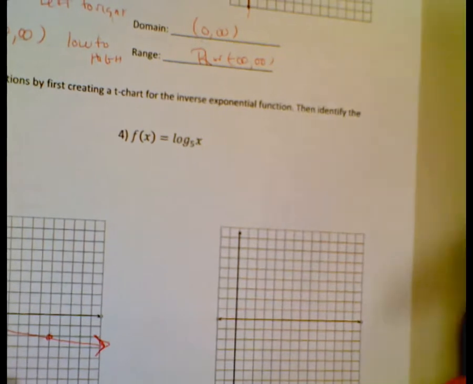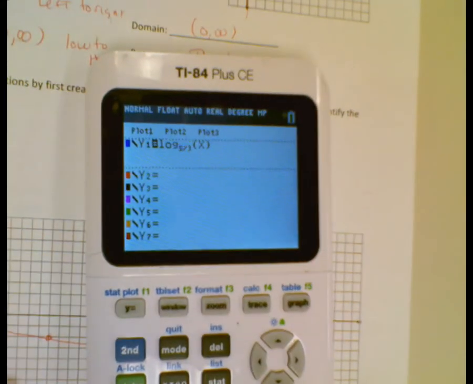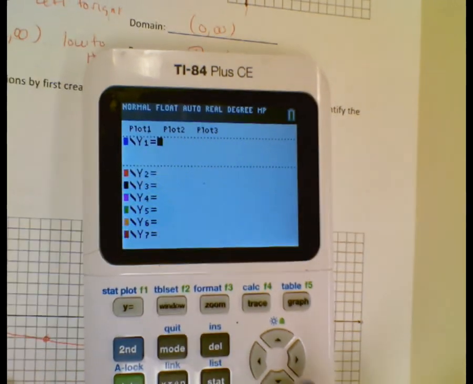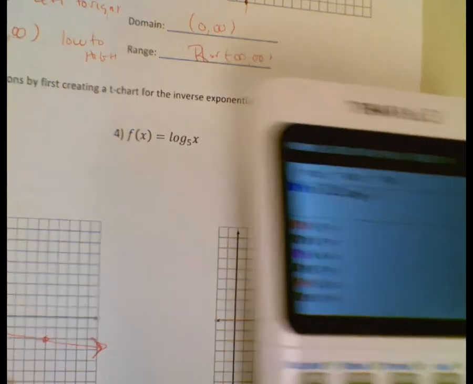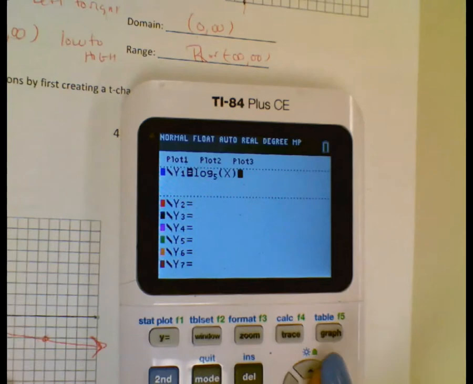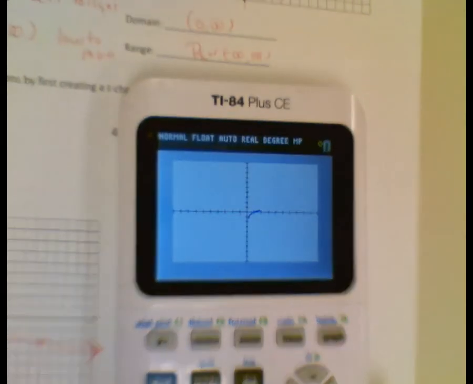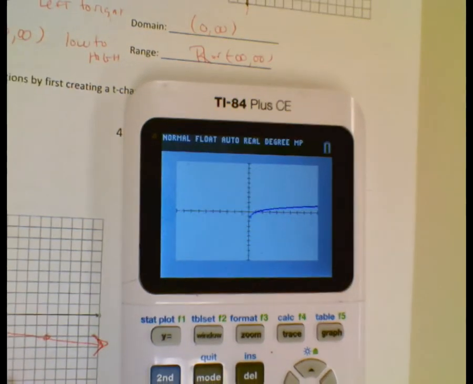This last one, this is a 5. Let's just clear this up. Alpha window, 5. Log base 5 of x. Graph.